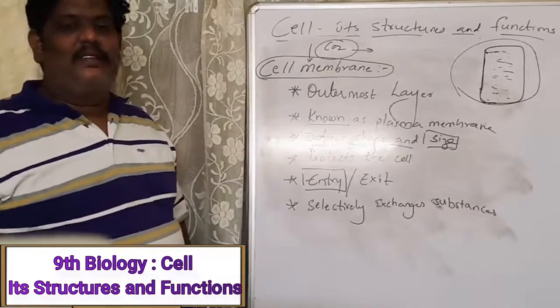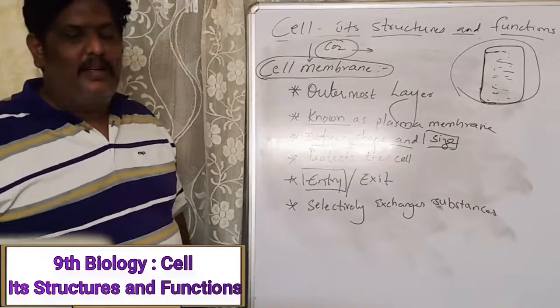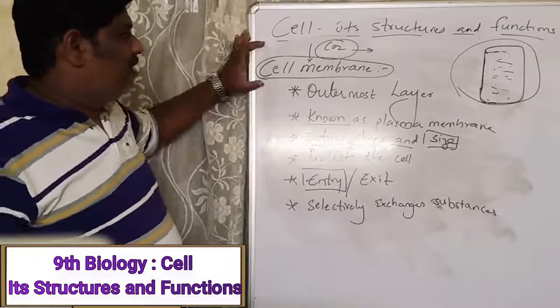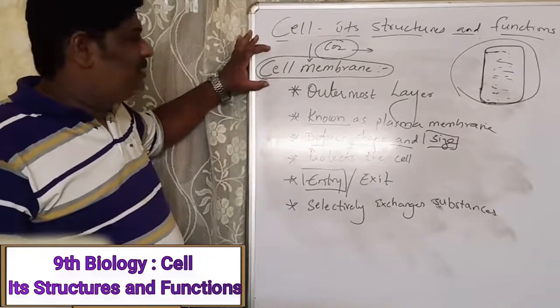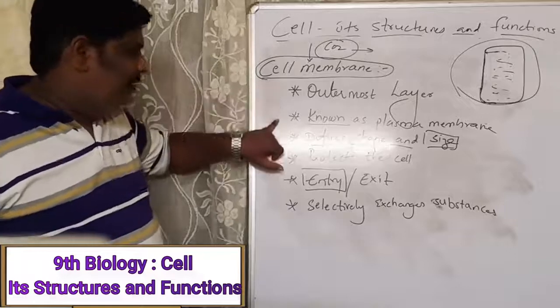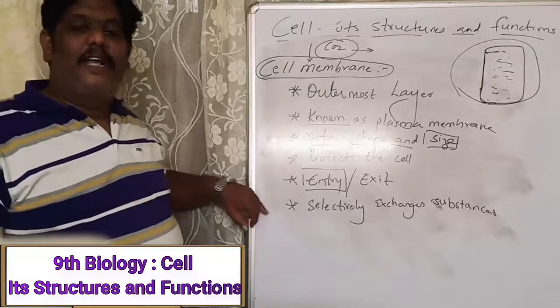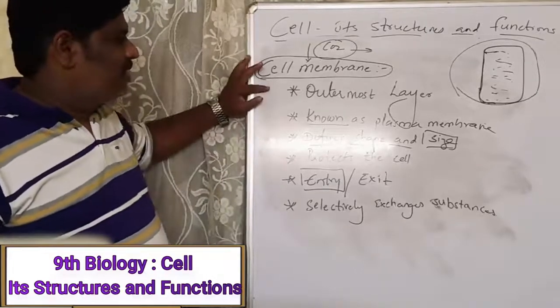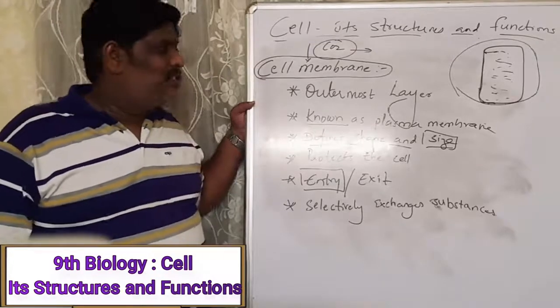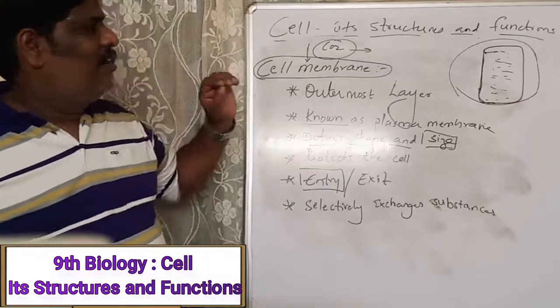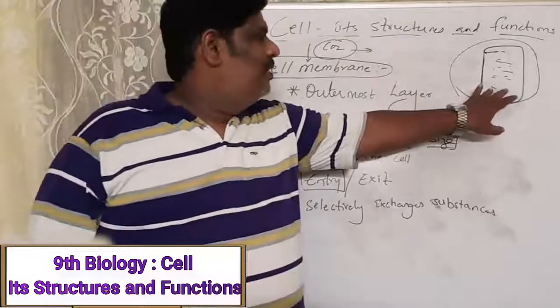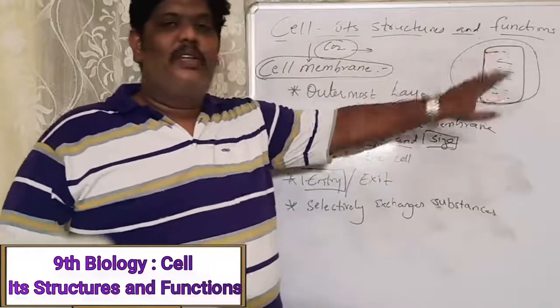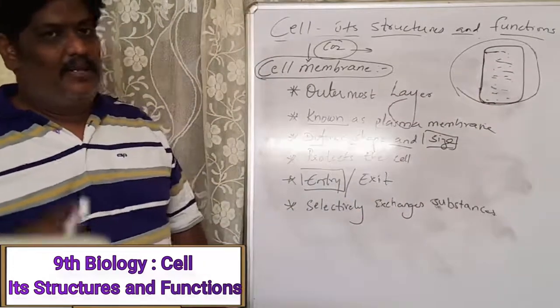So these are the things which you have to keep in your mind. If a question comes, what are the functions of the cell membrane? If you write these points and if you are able to explain these points, you will get maximum marks. So what's the first point? It is the outermost layer, and it will not allow any of the cell contents to come into the external environment. That's the first point.